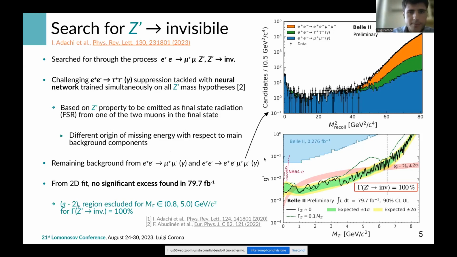There is some remaining background that you can see in this distribution of the recoil mass, and it is mu-mu events and e-mu events. We perform a two-dimensional fit without finding any significant excess in 80 inverse femtobarns of data. And the main result from this analysis is that we can exclude the region of the parameter space that can explain the g-2 anomaly of the muon for a Z prime mass from 800 MeV to 5 GeV in the fully invisible case.